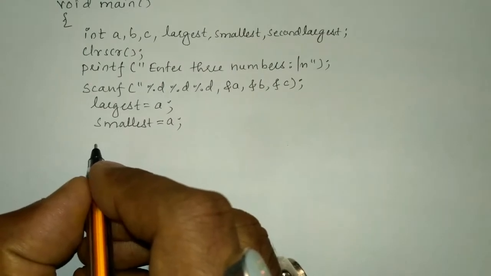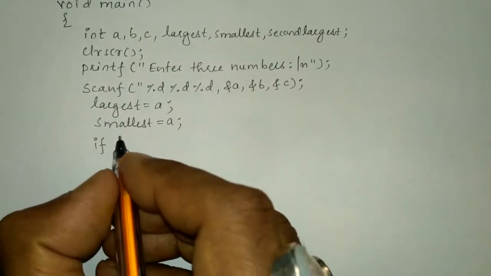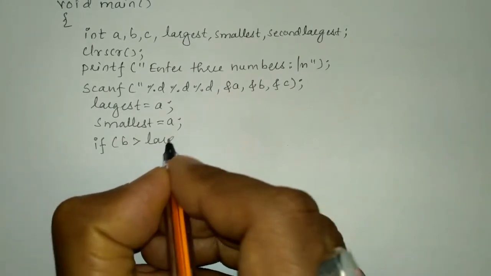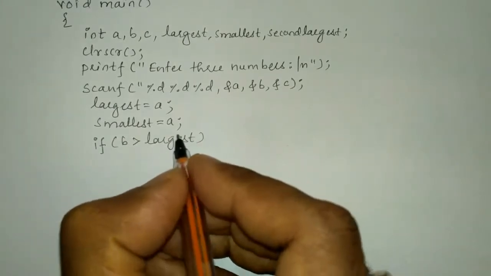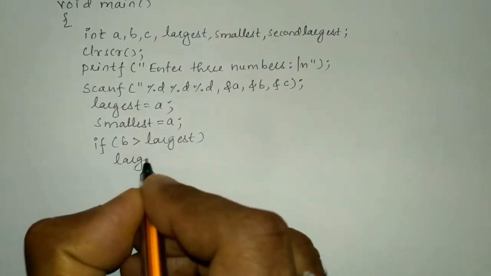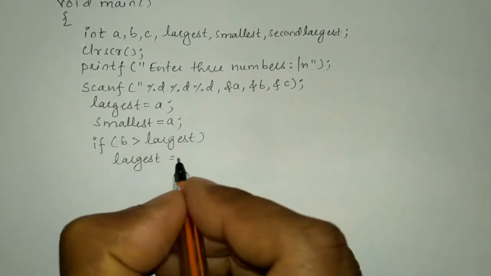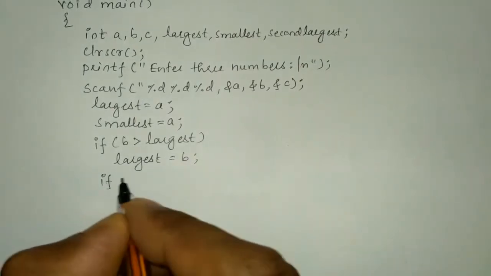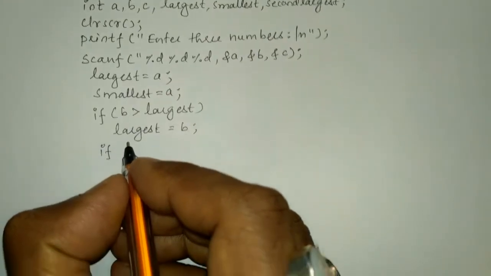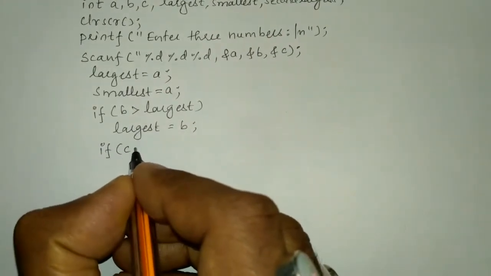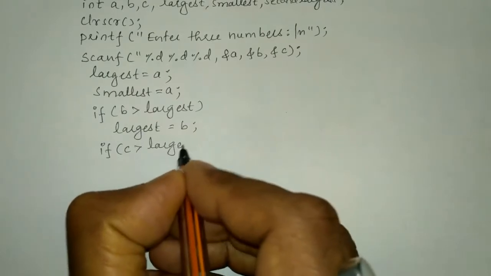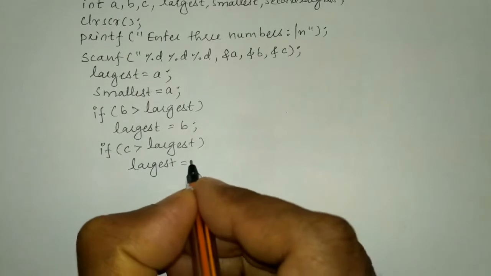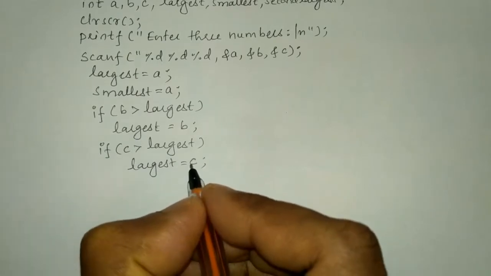Next, we are going to check the condition using simple if statement. If b is greater than largest, if it is true, then largest must be equated with value b. Next condition is again simple if statement. I'm going to write if c is greater than largest, then largest variable must be equated with the variable c.